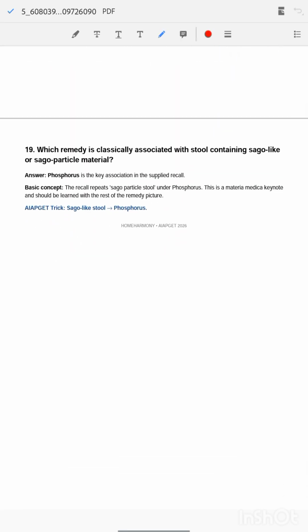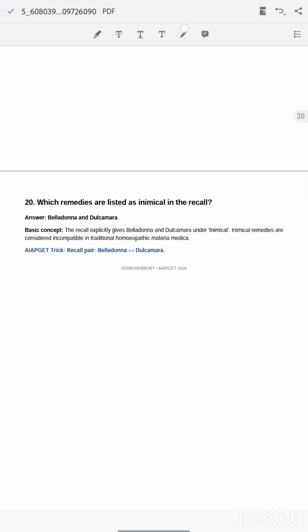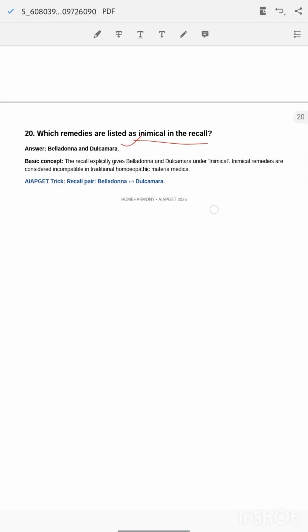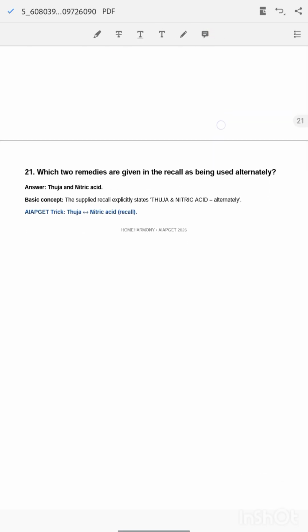Which remedy is associated with sago like palm? Sago like palm we know phosphorus. Which remedies are listed as inimical? So we know belladonna and dulcamara are inimical. Rhus tox and Apis are inimical.